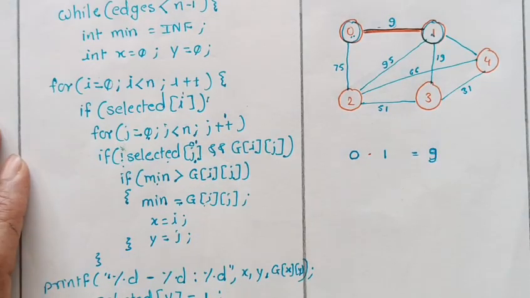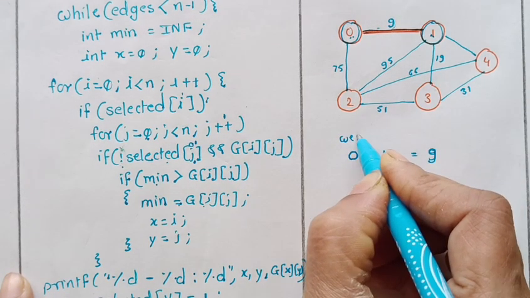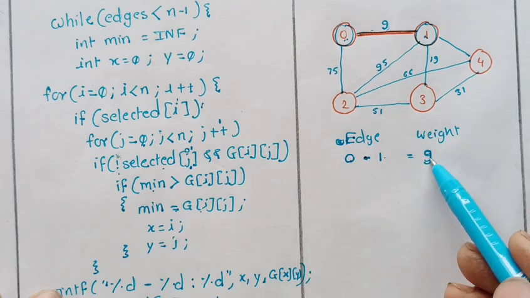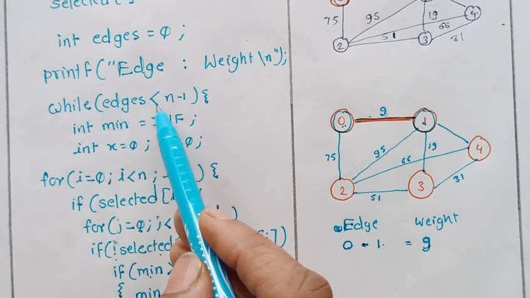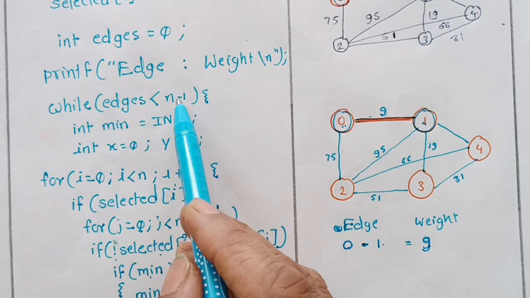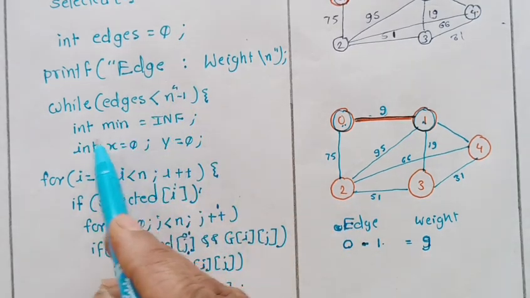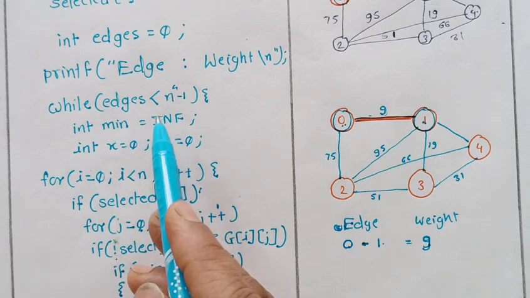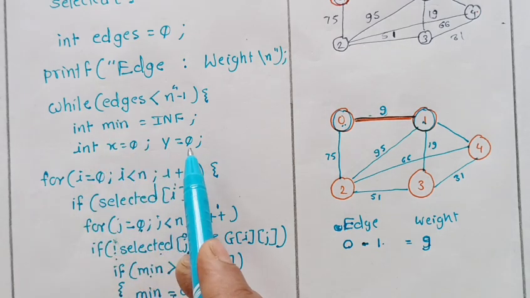So after printing the output, edges from 0 to 1, weight is 9, what do you have to do? Again, we are continuing the while loop here. While edges is less than n minus 1, how many edges have we found? Only 1. 1 is less than n minus 1, which is 4, so we continue. Again we initialize the value inf, which is 9999, and put it into min here, and x is 0 and y is also 0.